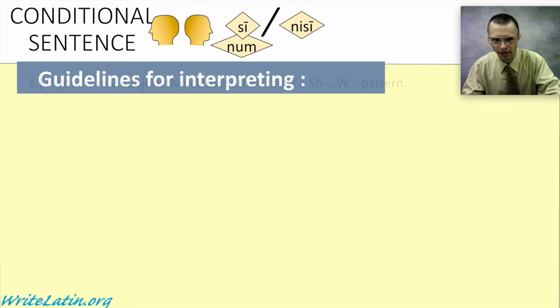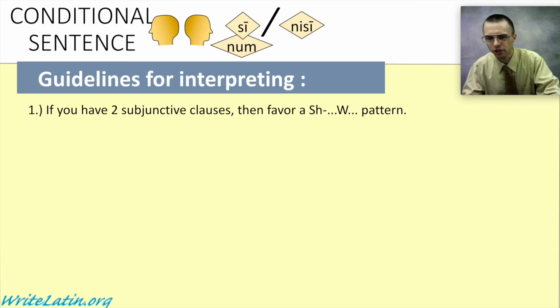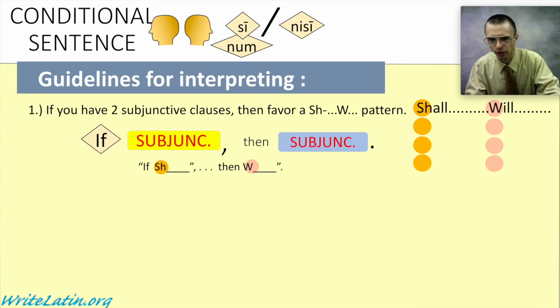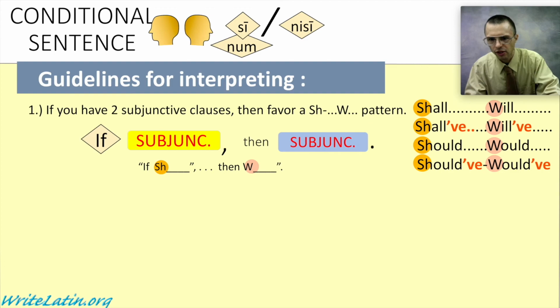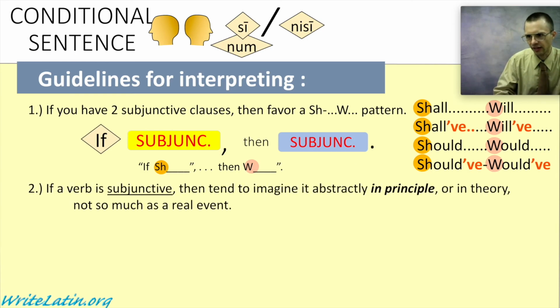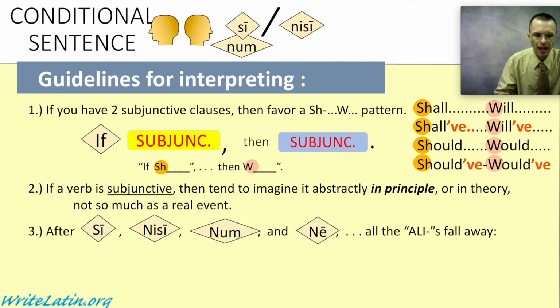All right, so guidelines for interpreting. If you have two subjunctive clauses, then favor an SHW pattern. If shall, then will. If shall have, then will have. If should, then would. If should have, then would have. You can also occasionally have like the VE and then no VE, like if should have, then would. That'll work too. Okay, a second guideline. If the verb is subjunctive, then imagine it in theory, in principle, less vividly than you would a real event. And lastly, there's this special rule that you may have heard before.